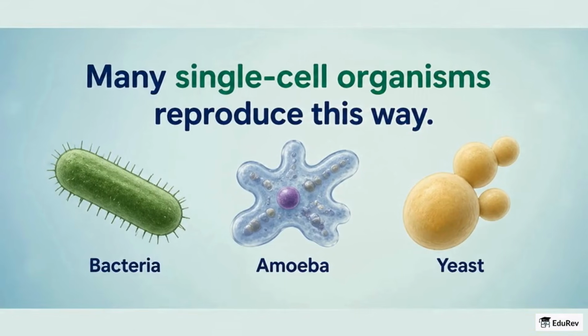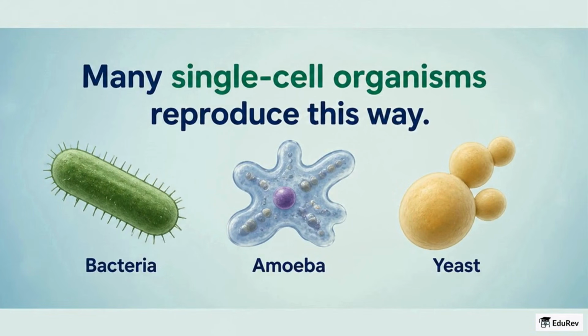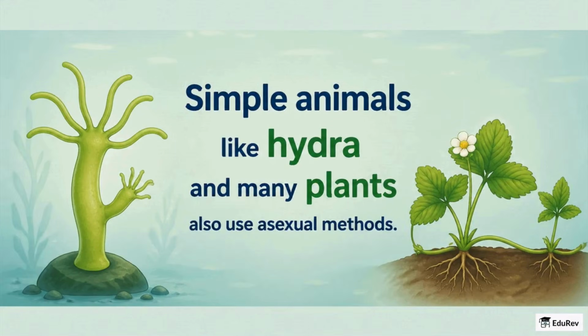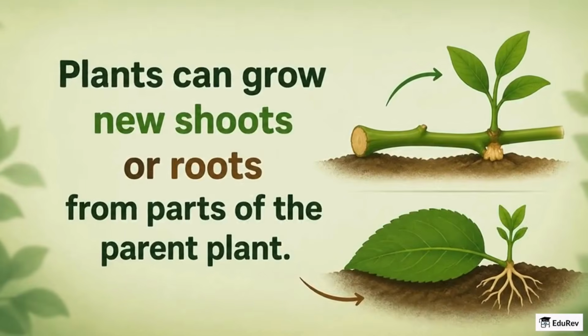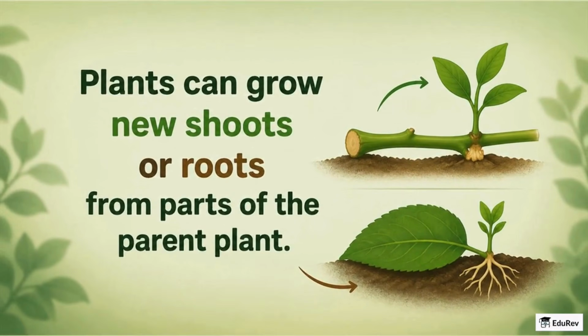Many single-cell organisms like bacteria, amoeba, and yeast reproduce this way. Simple animals like hydra and many plants also use asexual methods. In plants, new shoots or roots can grow from parts of the parent plant.